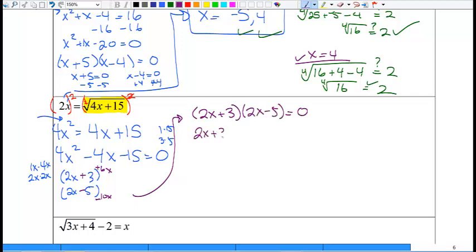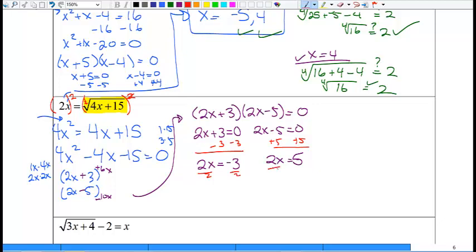So I set each of these factors equal to 0, and then solve each of them. 2x is equal to -3. 2x equals +5 on the other one. And then divide everything by 2. So that gets me x is equal to -3 halves and +5 halves as my two potential answers. Still got to check them, don't I?